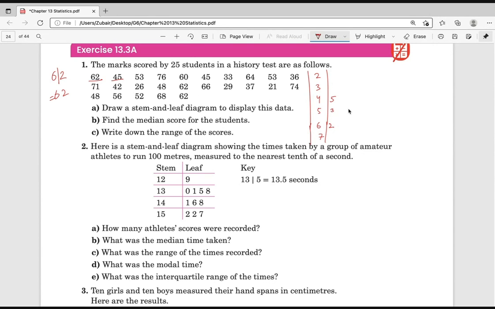53, 76, 60. You see, we already had 62, now I'm having 60, but these are not in order. 45, let me complete it and I'll show you. 33, 64, 53, 36, 71, 42, 26, 48, 62, 66, 29, 37, 21, 74, 48, 56, 52, 68, 62.